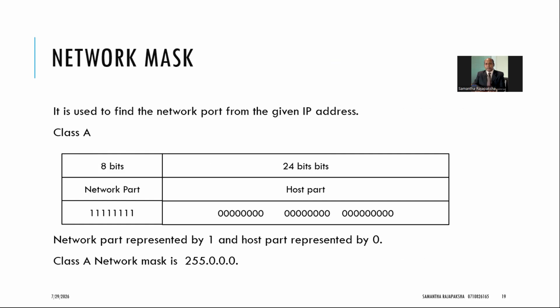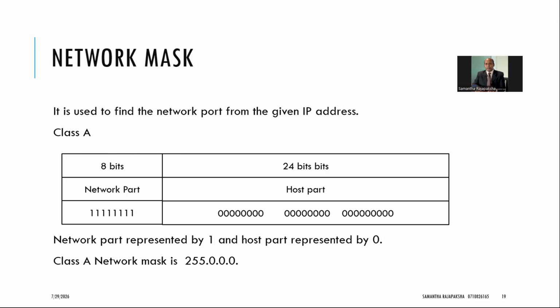Then the network mask. This network mask is used to identify what is the network part and what is the host part in the given IP address. They have used a very simple technique to do this task. For the network part, they have assigned 1, and for the host part, they have assigned 0. In class A, there are 8 bits for the network and 24 bits for the host, so they allocated 1 for the network part and 0 for the host part.